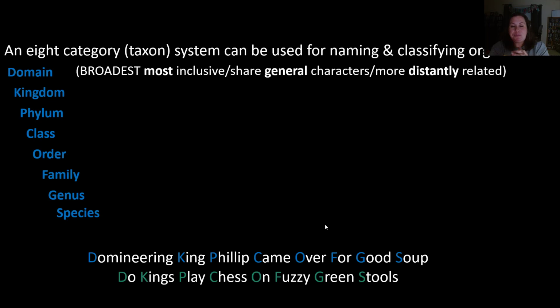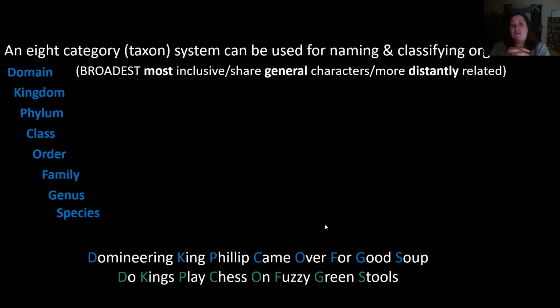Then you have phylum, class, order, family, genus, and species. Now, you do need to know these in order. Okay, you do need to know them in order, but there are different ways that you could learn these. A lot of times mnemonics are used, where you use the first letter of each of the terms in order to create a sentence. That sentence can then help you remember the order. And so some of those sentences are here.